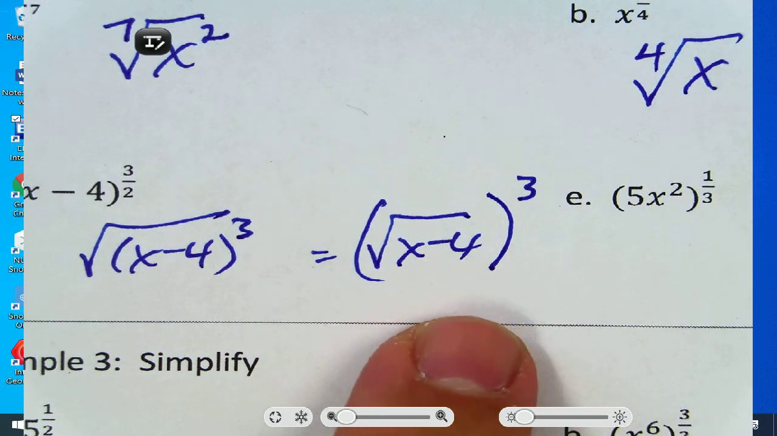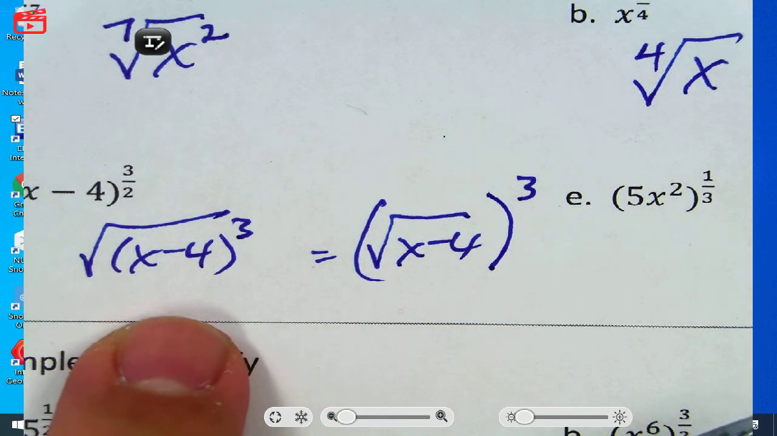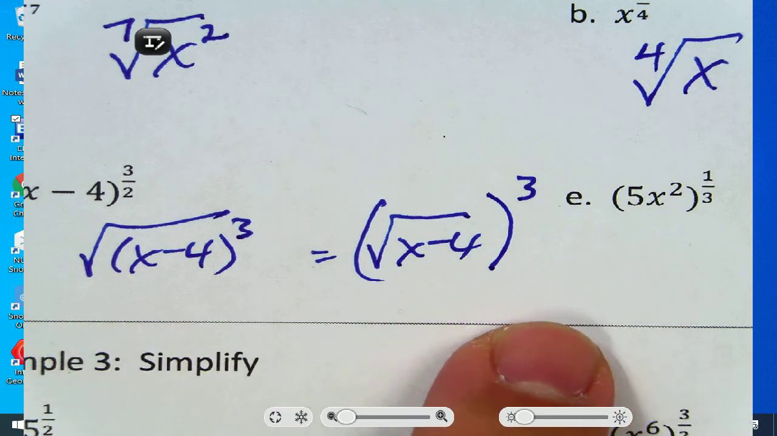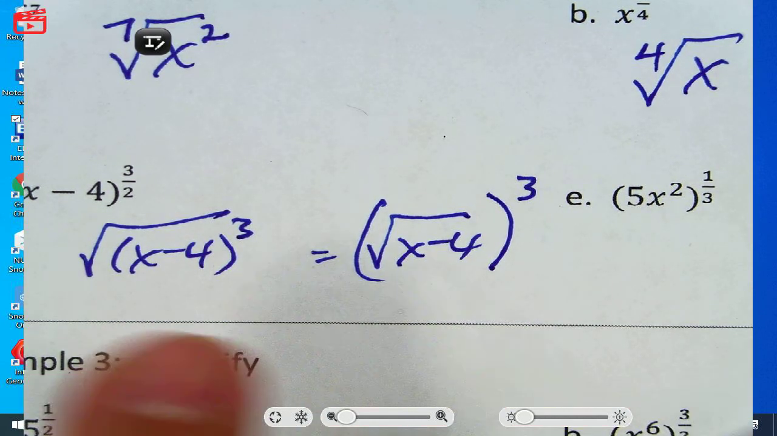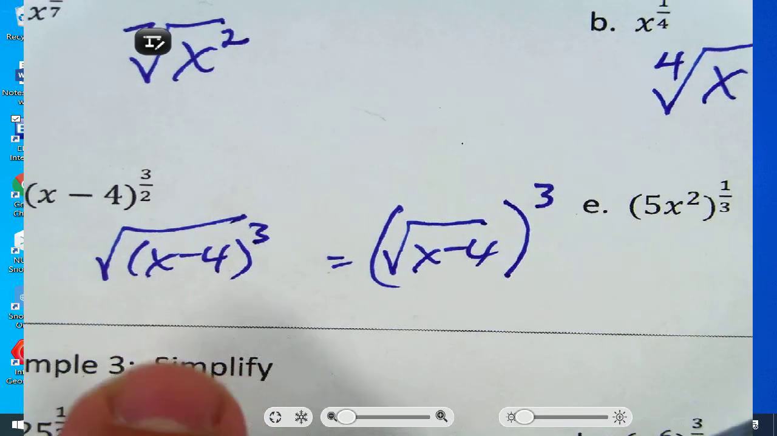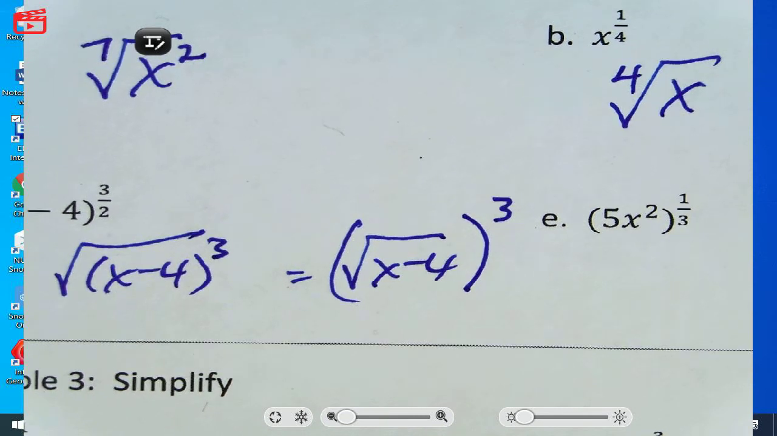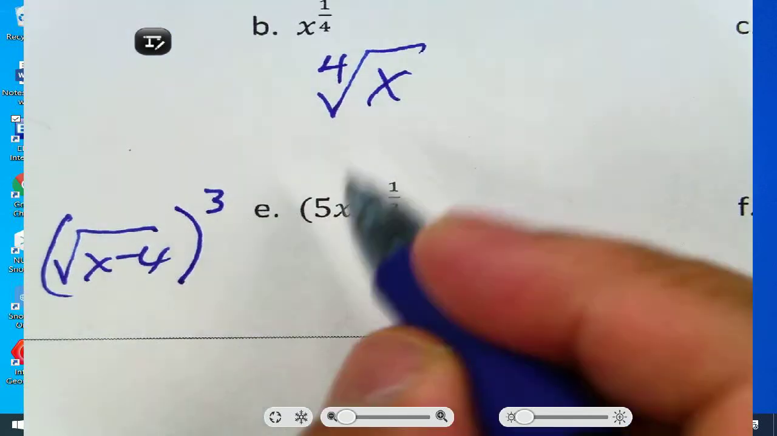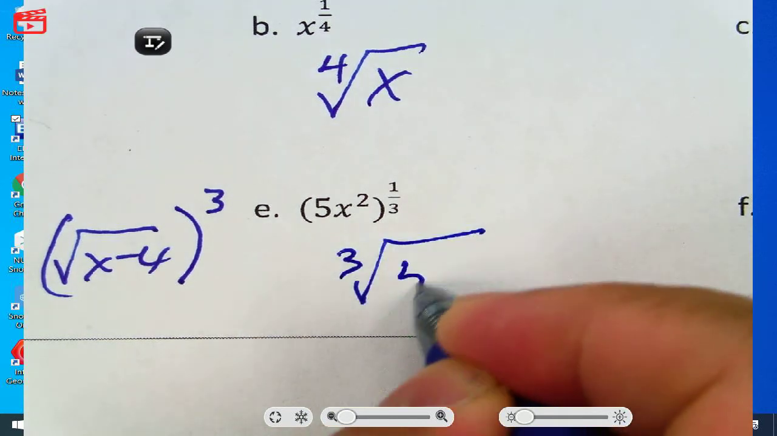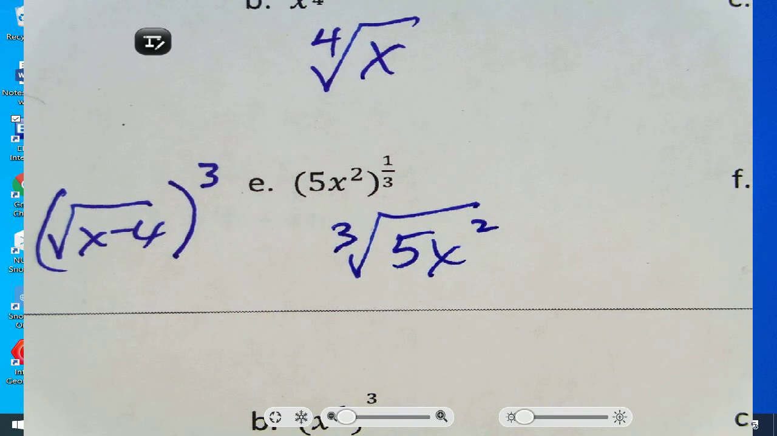Is the 3 underneath the line on the inside or the outside? It doesn't matter. If you put it underneath, or if you put it on the outside, either one is correct. I prefer the first one though, but it doesn't really matter. Alright, ready for E? Cube root of 5x squared. Yes, that's it.